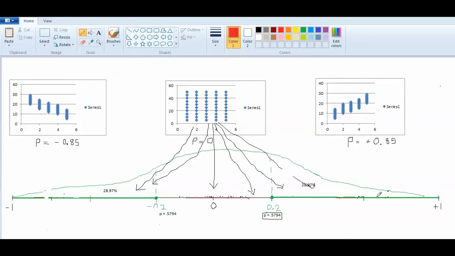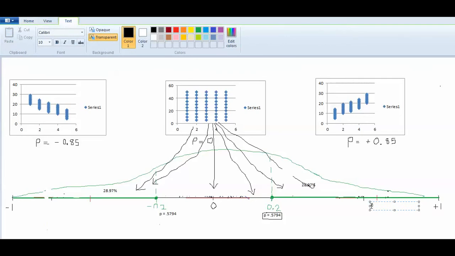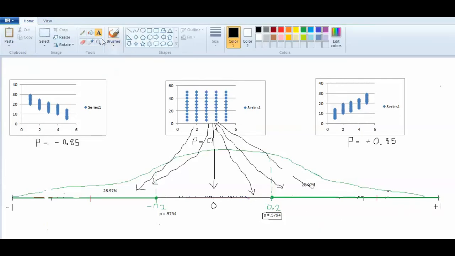So right out here, we have a positive correlation of 0.632, and out here we'll have a negative correlation of negative 0.632.